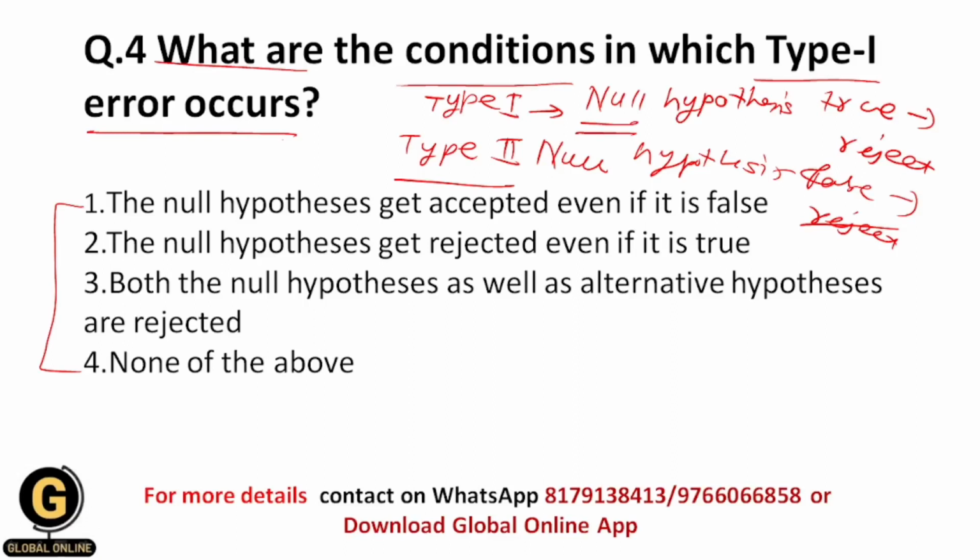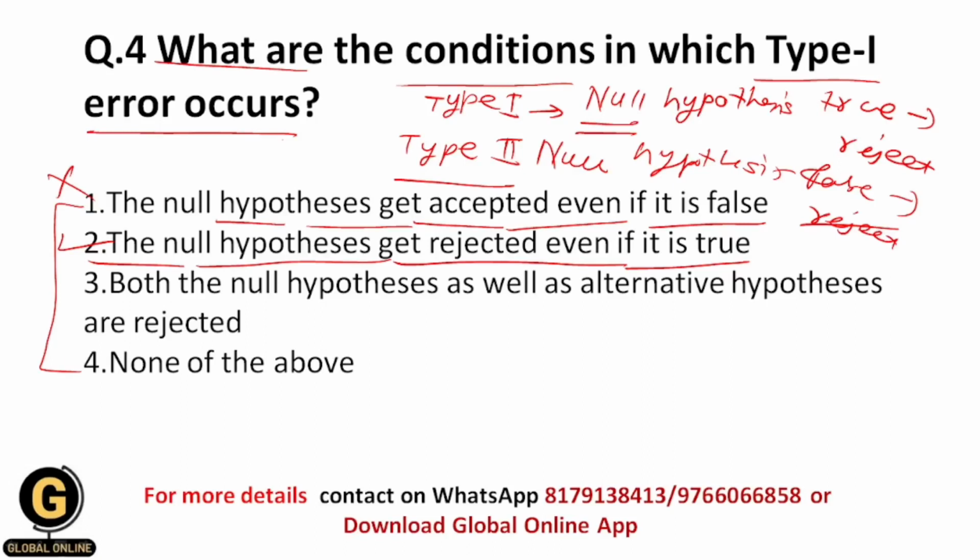So let us see the options. First option is null hypothesis gets accepted even if it is false. This is the type 2 error, not type 1 error, so this is eliminated. The null hypothesis gets rejected even if it is true. Yes, this is the correct answer to this question, because whenever the null hypothesis gets rejected even if it is true, then type 1 error occurs.